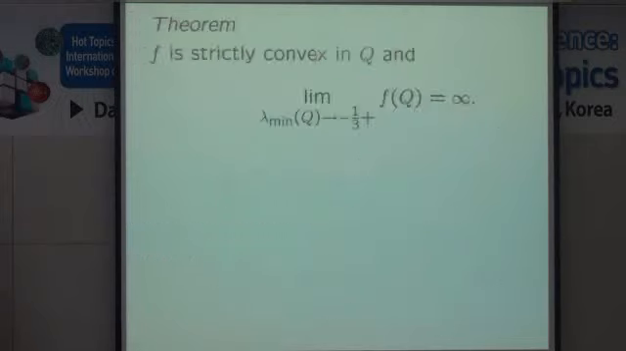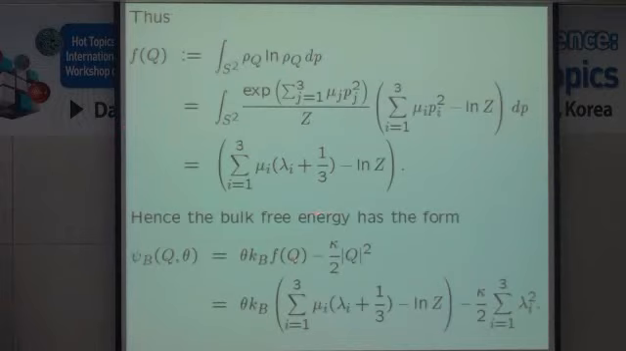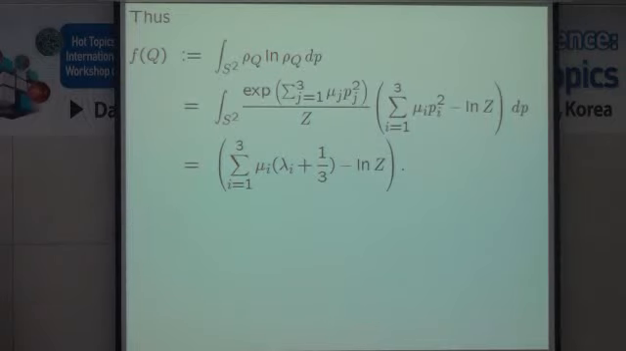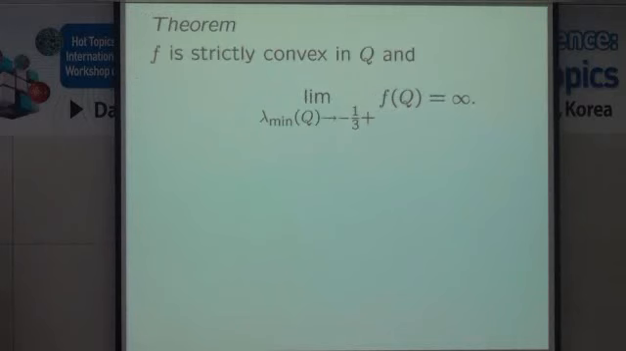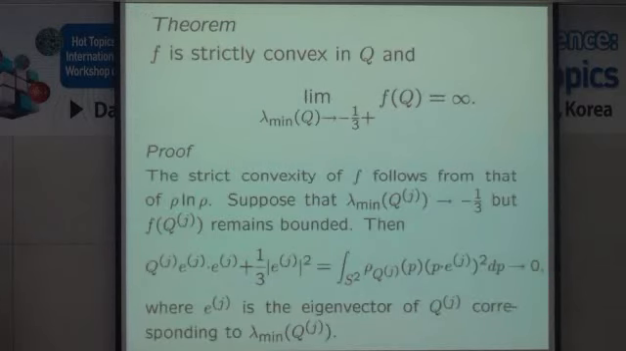Okay. Now, here's a theorem that f is strictly convex in Q, and indeed it does the job. If f of Q blows up as the minimum eigenvalue goes to minus a third, then of course this will, because this is just bounded, and this is just a positive multiple there. So okay, how do you do this? I'll try and give the proof of this. The strict convexity just comes from the fact that rho log rho is strictly convex. So I won't bother to say anything more about that.